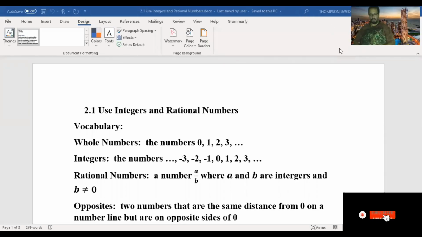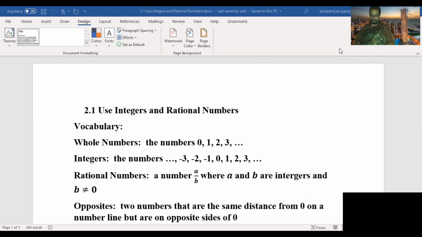In this video, we'll talk about using integers and rational numbers. First, the vocabulary. Whole numbers refer to numbers such as 0, 1, 2, and 3. Integers, on the other hand, are the numbers -3, -2, -1, 0, 1, 2, and 3. So they can be positive numbers or negative numbers.